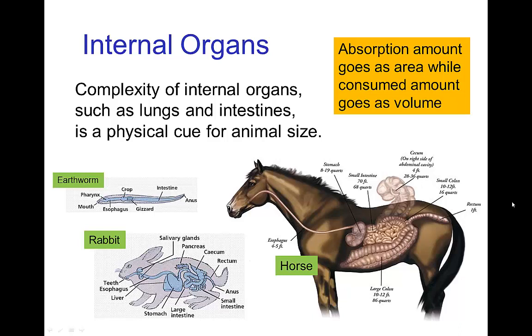Now, it may not be obvious, but the complexity of the internal organs of animals is closely related to this connection between dissolving and area and volume. So the amount that's absorbed in the internal organs, whether it's food or air absorbed by lungs, goes as the area. However, the amount that needs to be consumed goes as the volume. So something like an earthworm will have very simple internal organs, a rabbit more complicated, and a horse much more complicated yet still.